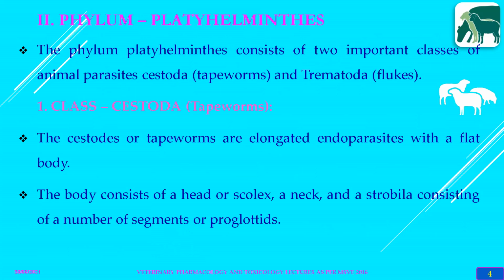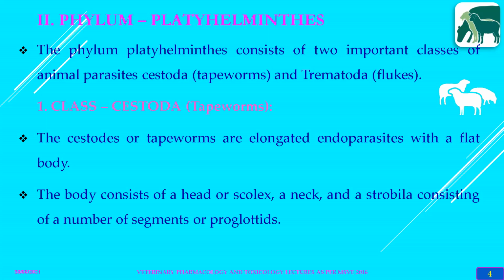They belong to the phylum Platyhelminthes, and the phylum Platyhelminthes consists of two important classes of animal parasites: Cestoda, which are the tapeworms, and Trematoda, which are the flukes. The class Cestoda includes the tapeworms, which are elongated endoparasites.